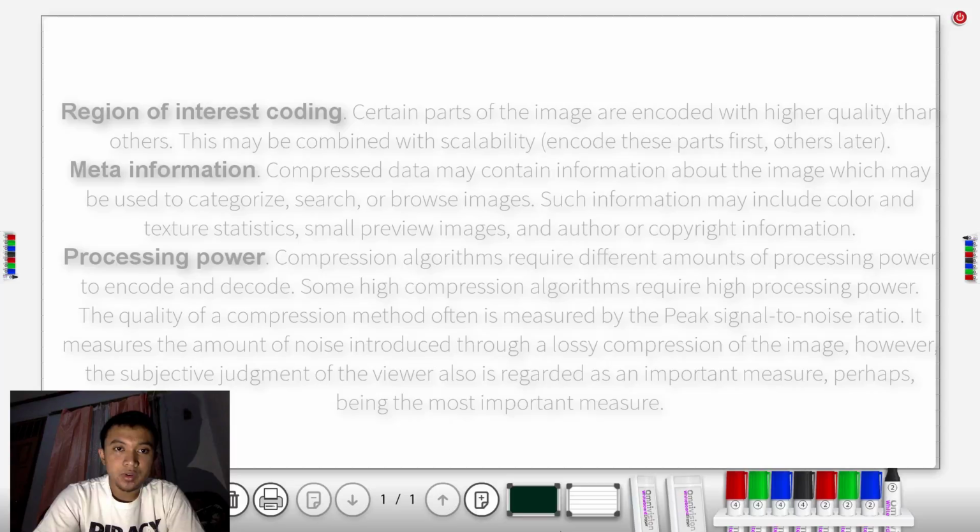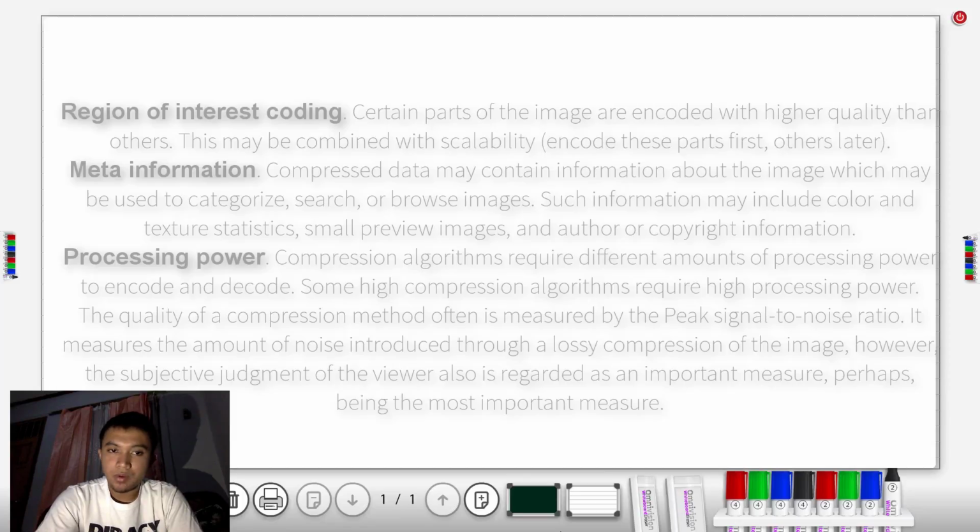Region of interest coding. Certain parts of the image are encoded with higher quality than others. This may be combined with scalability. Encode this part first, others later. Meta information. Compressed data may contain information about the image which may be used to categorize, search, or browse images. Such information may include color and texture statistics, small preview images, and author or copyright information.